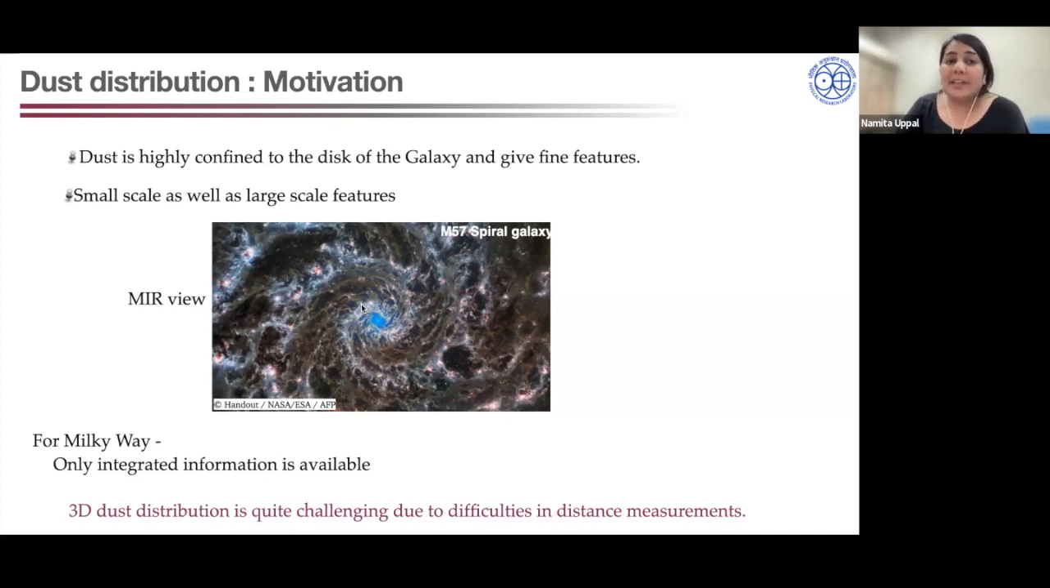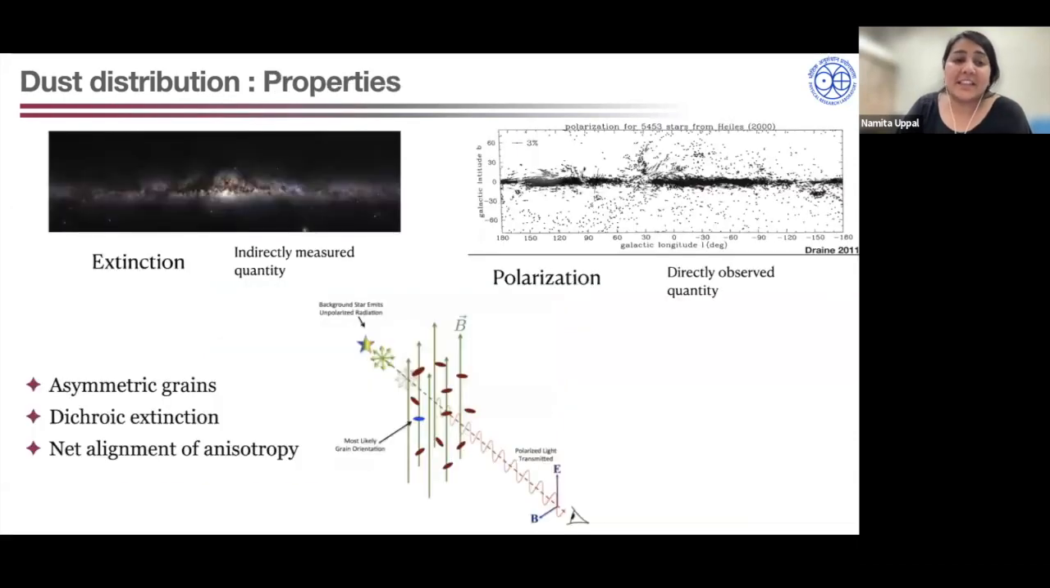But dust has very unique properties also. One of them is extinction. Whenever light passes through these submicron size solid dust particles, the light will suffer extinction, like it will scatter the light or absorb the light. And as a result we will see some dark features where the dust is present, like in the galactic plane.